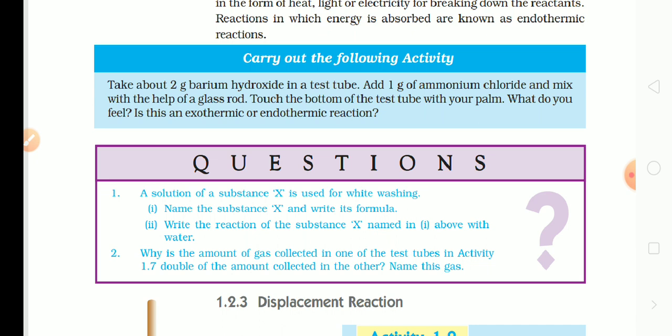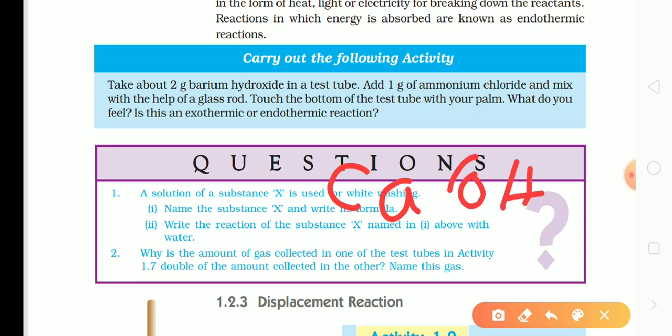Now look at the questions. A solution of a substance X is used for whitewashing. Given a statement like that, look at the first question. Name the substance X and write the formula. We all know the substance which is used for whitewashing is Ca(OH)2, or slaked lime. We have discussed in the previous class.